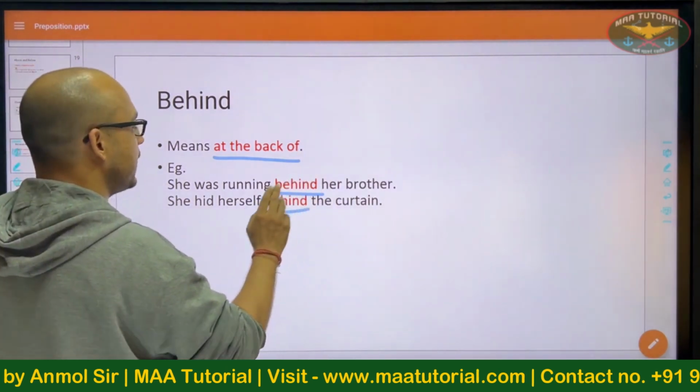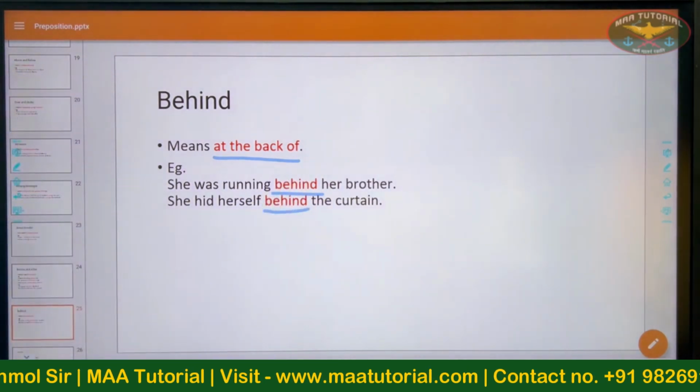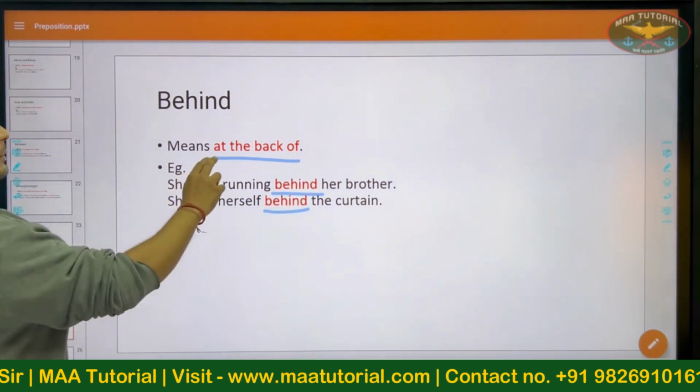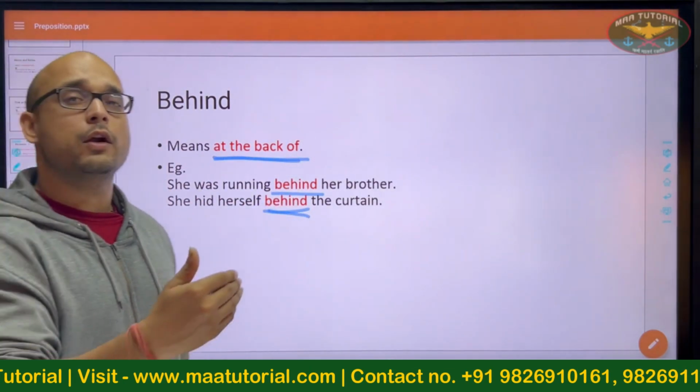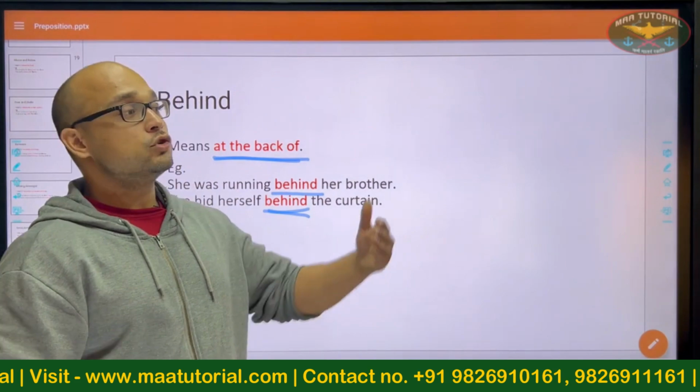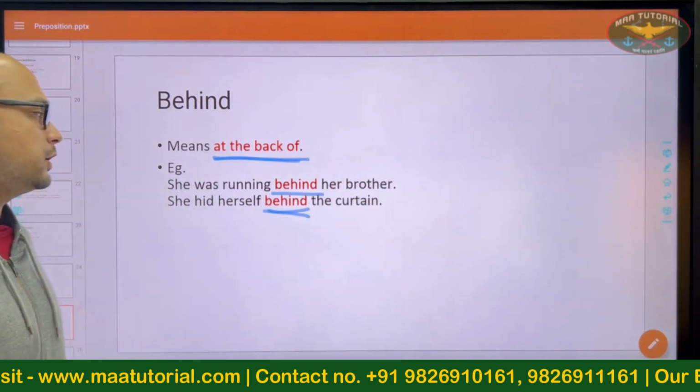So she was running behind her brother, she hid herself behind the curtain. Behind means at the back of. If you hide behind the curtain, that means the curtain is in front of you and you cannot be seen because the curtain is covering you. So you are hiding behind the curtain.